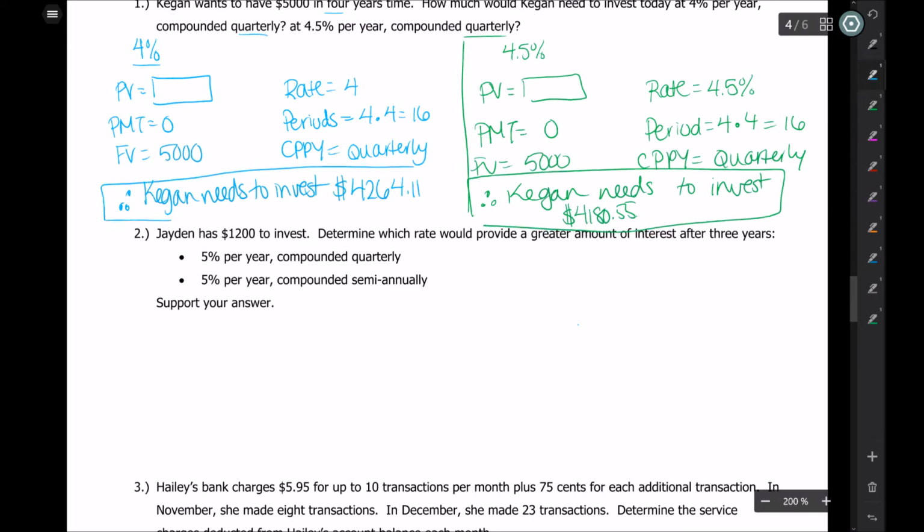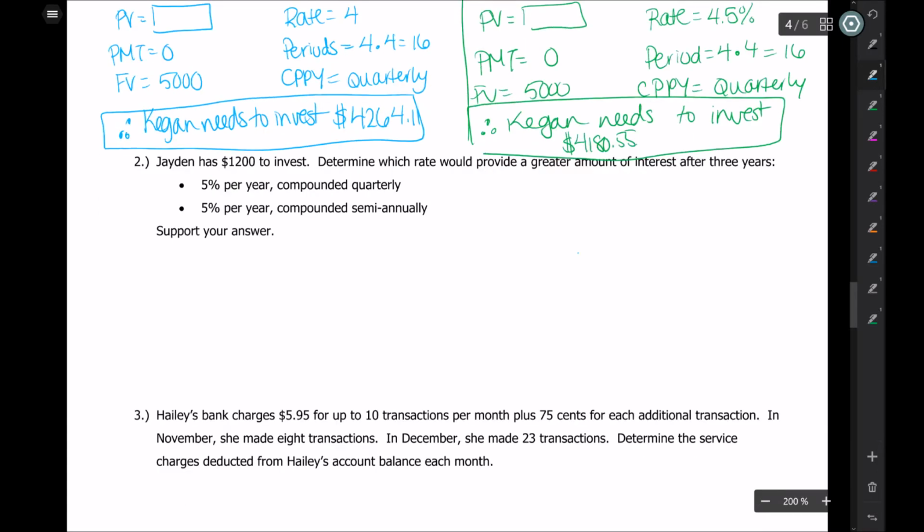Now, for number 2, it says Jaden has $1,200 to invest. Determine which rate would provide a greater amount of interest after 3 years. So we have 2 options. Our first option is 5% per year quarterly, and our second option is going to be semi-annually.